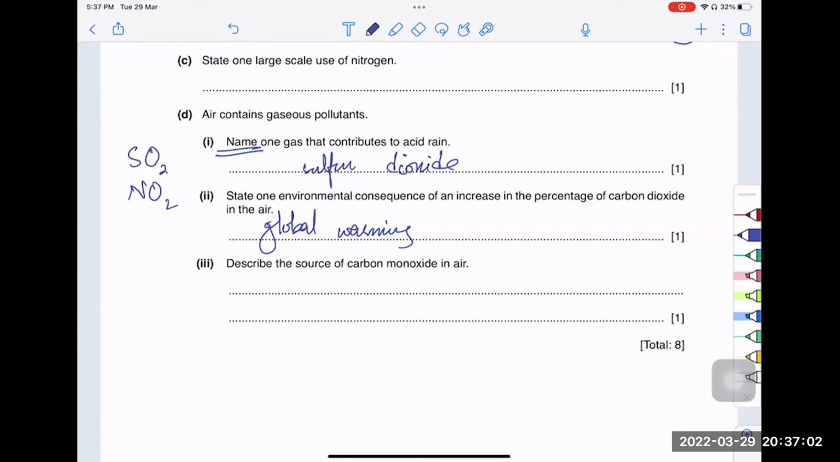Describe the source of carbon monoxide in air. Incomplete combustion of carbon or carbon fuels. Don't say internal combustion engine, because that is where combustion happens. So incomplete combustion, that's the primary thing. Combustion of organic fuel, fossil fuel, or carbon waste fuel. It's better to say carbon waste fuel because they're specifically asking us about carbon monoxide. So carbon based compounds, that's good enough.